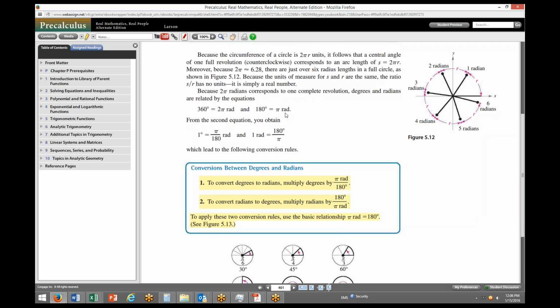Now we can divide both sides of this equation, one time by 180 and another time by pi, to get these conversion factors here. To convert back and forth between degrees and radians, here are our two ratios to multiply by. If you're starting with a number of degrees and you want to convert it to radians, you multiply the number of degrees by pi over 180. And if you want to convert a certain number of radians into degrees, multiply the number of radians by 180 divided by pi.